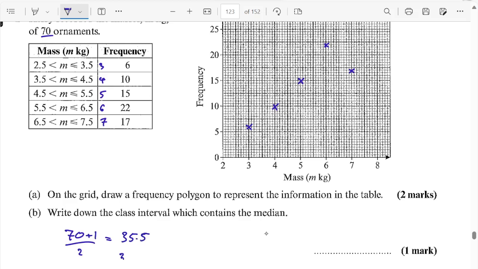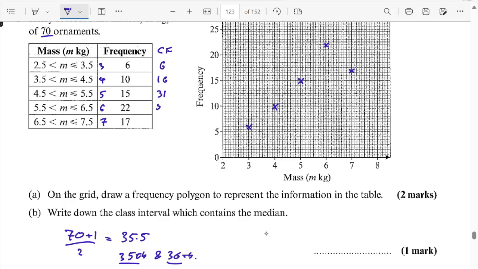So I'm really looking where the 35th value and the 36th value fall. So I'm going to keep a running cumulative frequency, which is a technical word. I'm not going to go all the way, but we've got 6 that are 3.5 or smaller, 16 that are 4.5 or smaller, and then we've got 31 that are 5.5 or smaller. We still haven't found the median though.